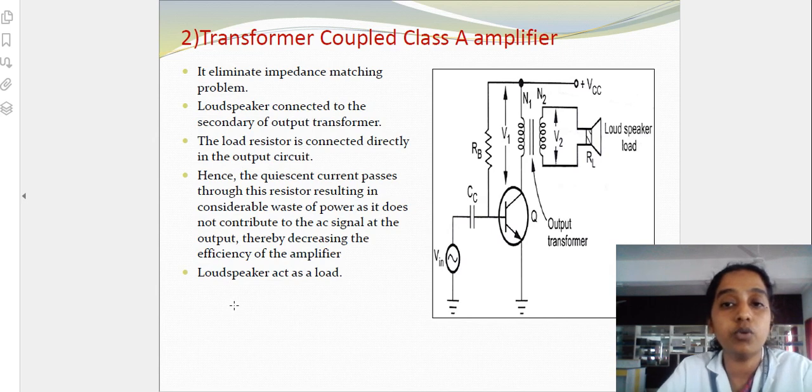So this is the transformer coupled class A. In the previous case, the load was given directly in the collector circuit. Here now we are giving a transformer to the load, and I am going to keep a loudspeaker connected to the secondary of the output transformer. When the load is connected directly to the output circuit, the current passes through the resistor, resulting in considerable wastage of power as it does not contribute to the AC signal, and thereby this may decrease the efficiency of the amplifier, and hence we are using a loudspeaker as a load.